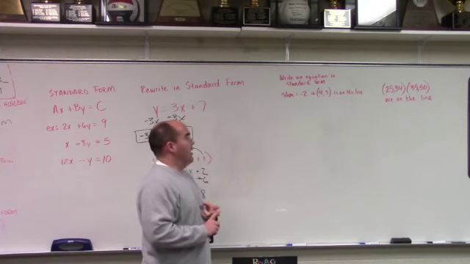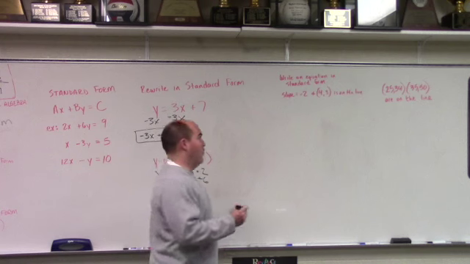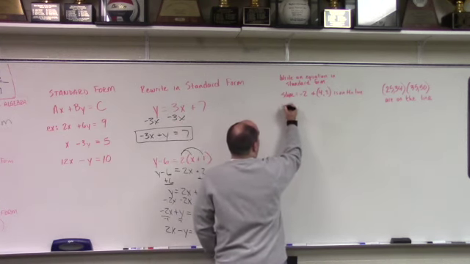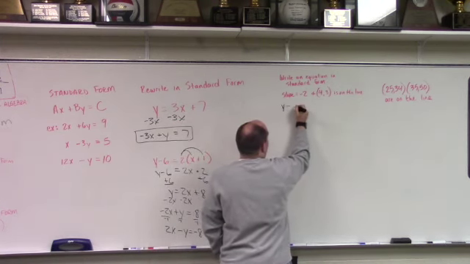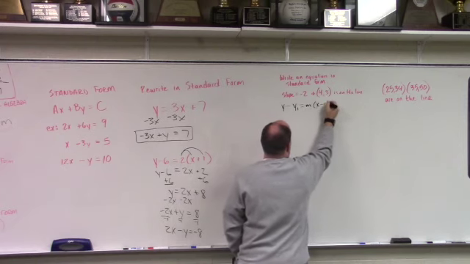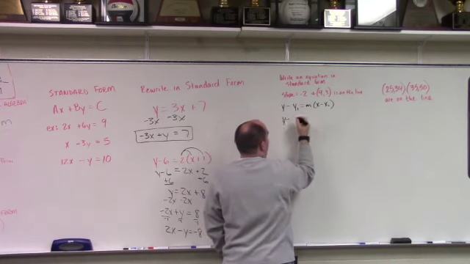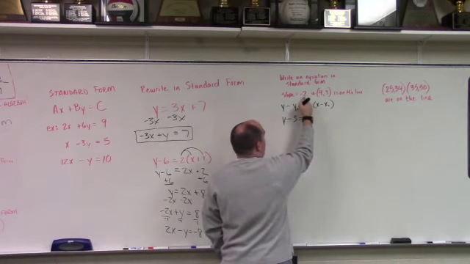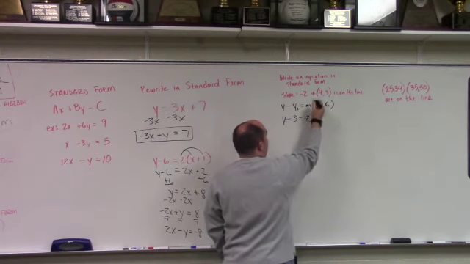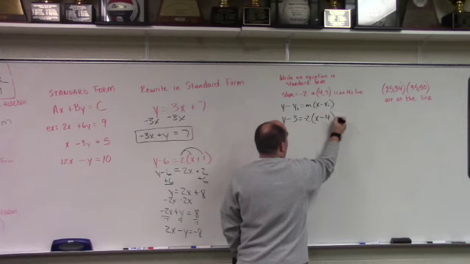So let's just say for this first one, we're going to use point-slope form. So I would say y minus y1 equals m, and then x minus x1, I'm going to fill in the blanks. Y minus my y value is 3. My slope is negative 2. And then I've got x minus my x value is 4.